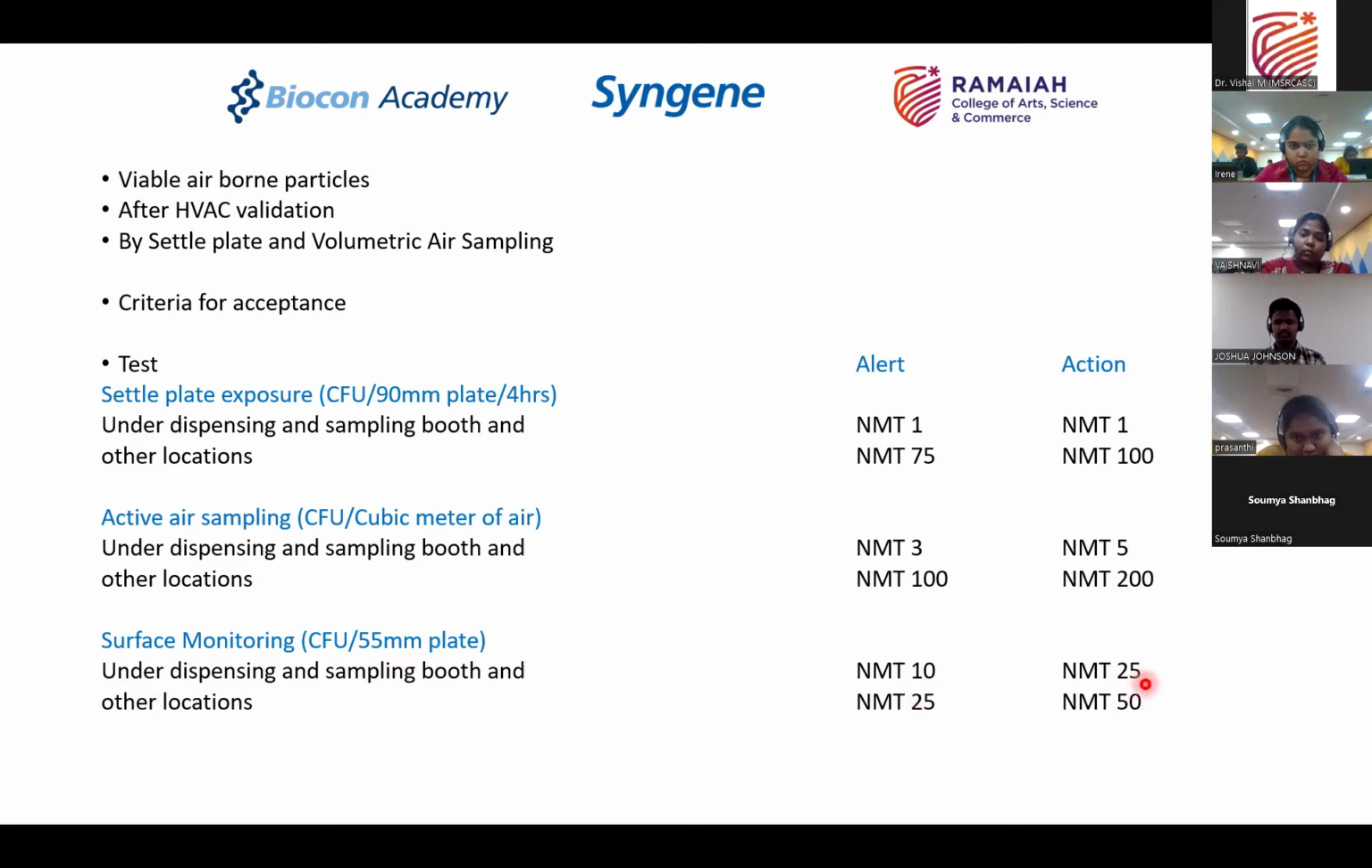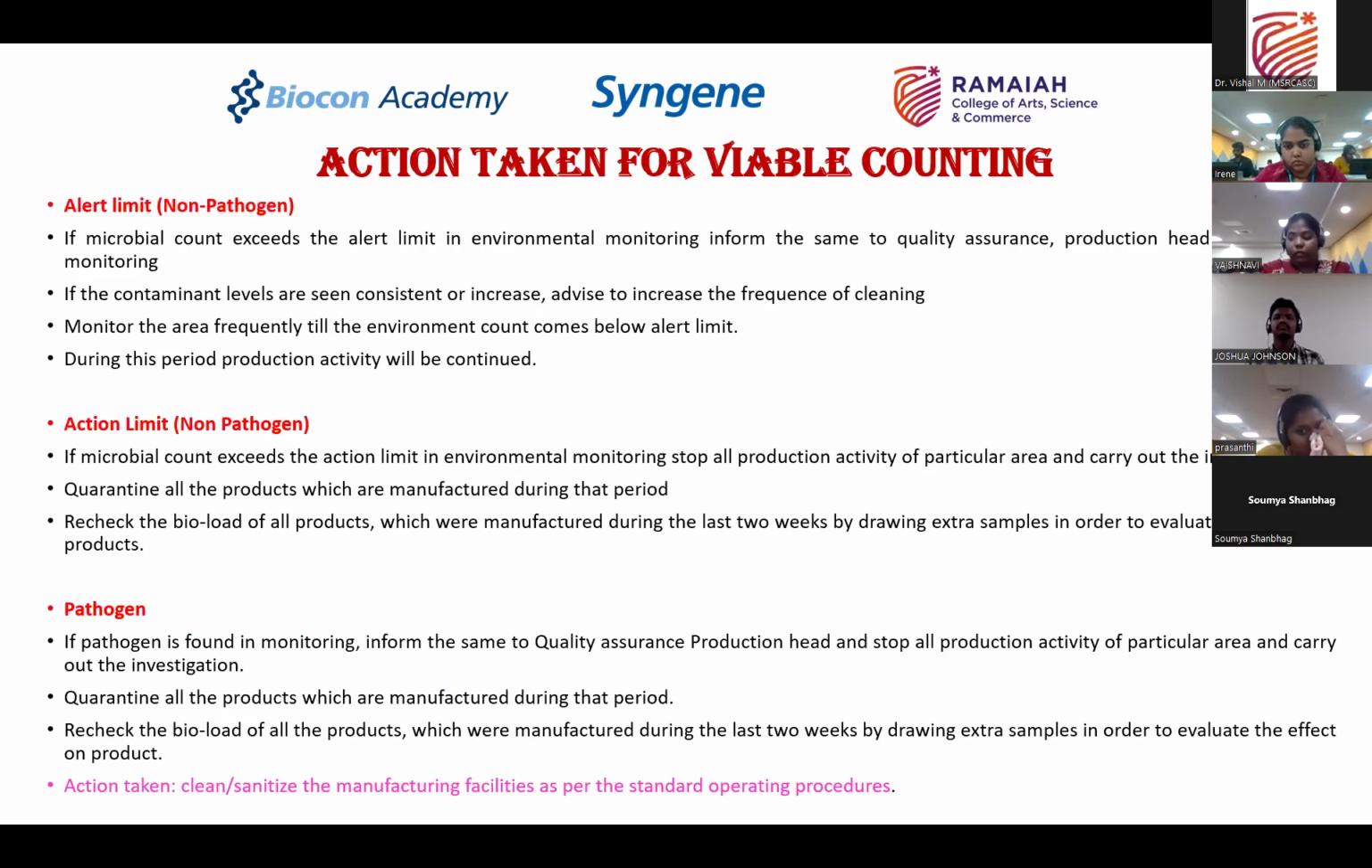If there are more than 25 colony forming units, necessary action has to be taken. So it should not be more than 25 under the critical areas. In non-critical locations, non-critical areas, colony forming units of 25 are accepted, but if it is more than 25, serious action has to be taken. So this is how there are standards for viable counts.